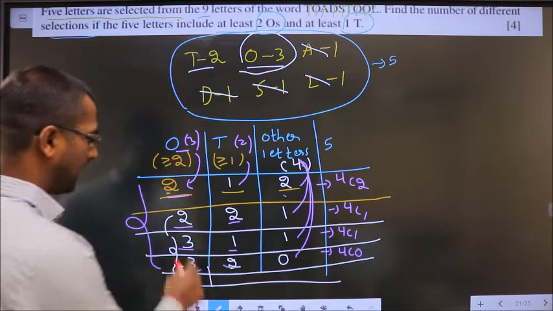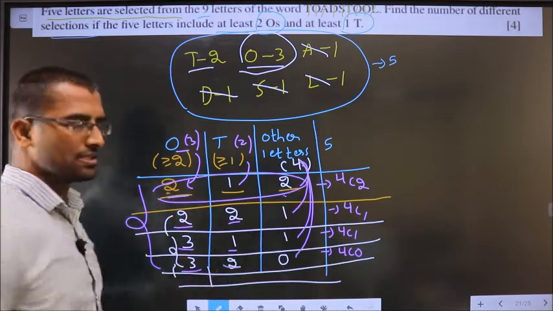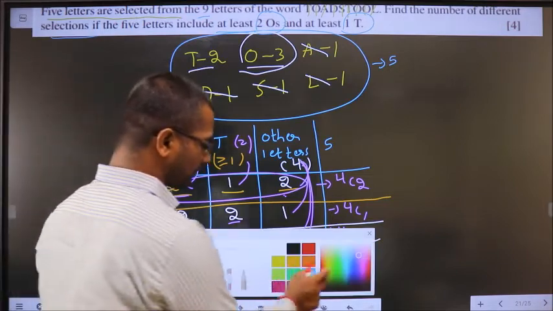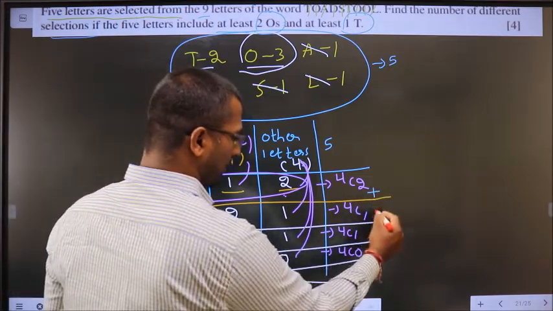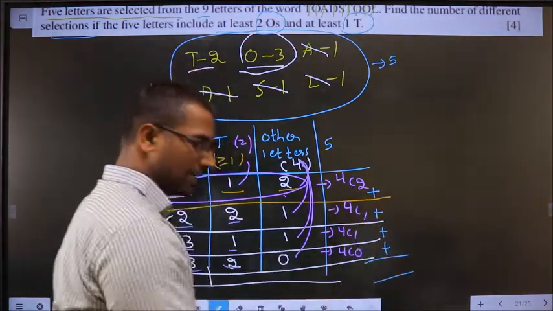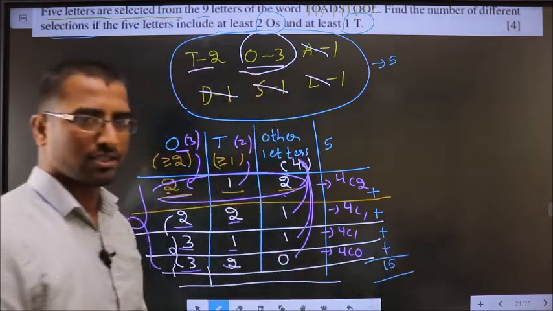Now it is either this option or this or this or this. It is "or" between them. So you need to add to get the final answer. So add all this, that will give you 15 to be your final answer.